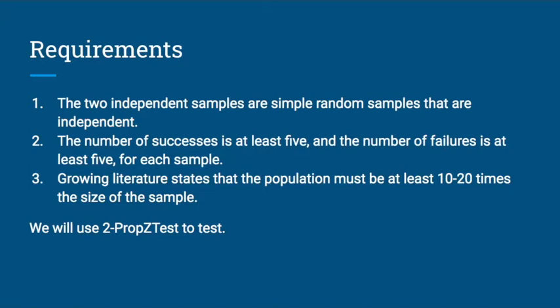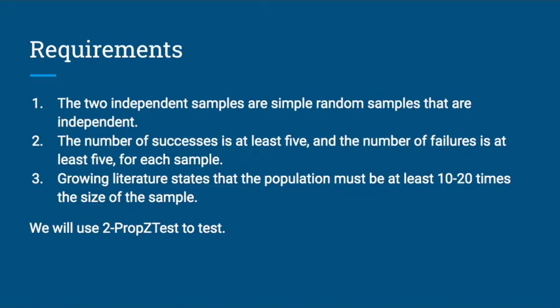We have two independent samples again, still simple random samples. We need our samples to be of a certain size. So we need to make sure that we have at least 5 successes and 5 failures. So bare minimum sample size is 10, but in practice it's usually bigger than that because we need to have at least 5 successes and 5 failures.